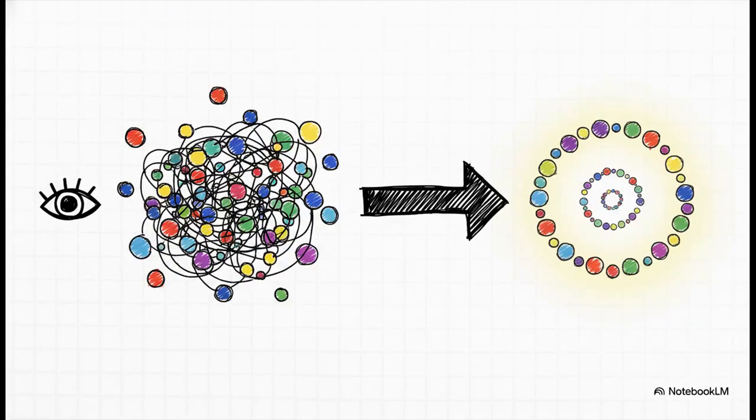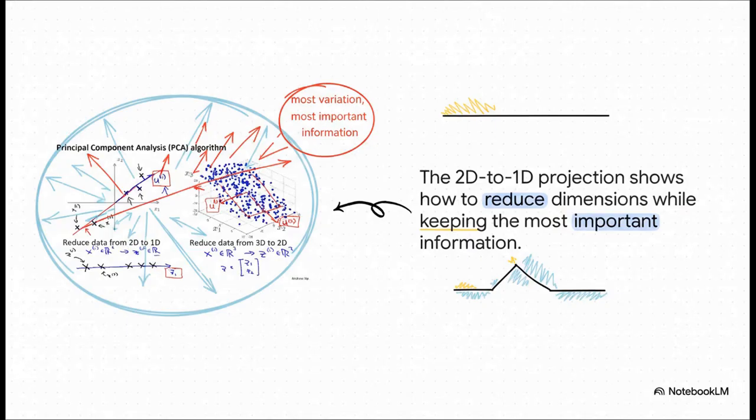But hold on. What if the data isn't the problem? What if it's just our perspective? What if we could just rotate this whole cloud of points, find a new angle, a new viewpoint that makes that hidden structure pop right out? Well, that right there is the fundamental idea behind PCA. And here's what that looks like in action.